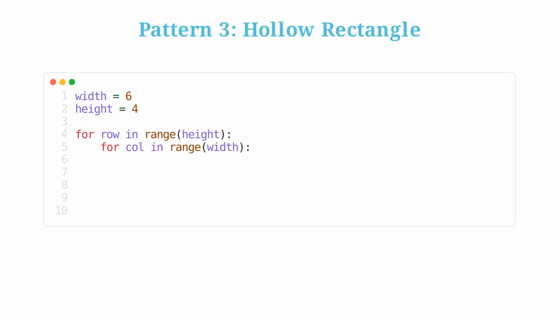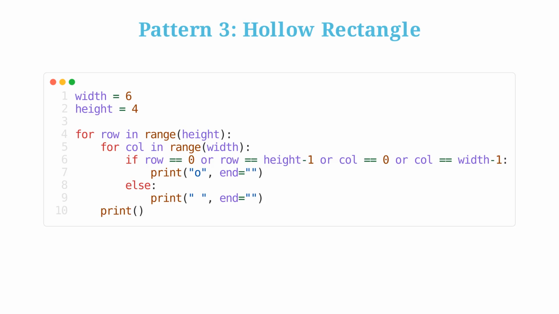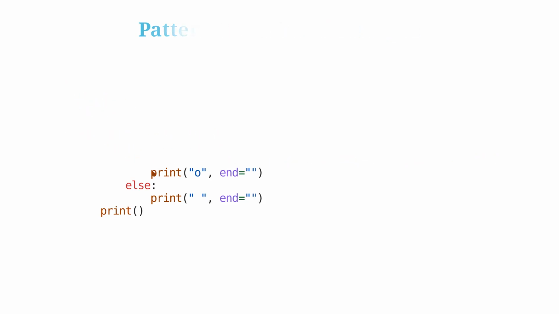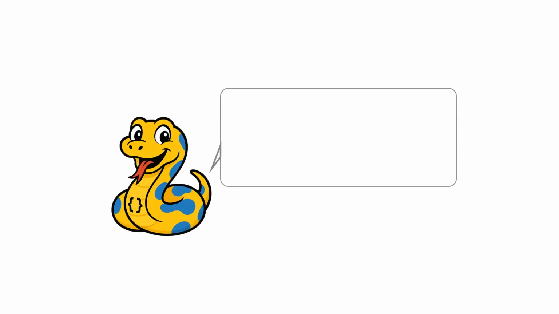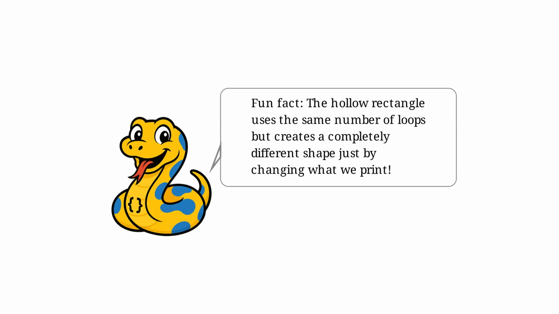Now for the ultimate challenge, a hollow rectangle. The secret is in that if condition. We only print the O symbol if we're on any edge: top, bottom, left, or right. Otherwise, we print a space. The hollow rectangle uses the exact same number of loops but creates a completely different shape just by changing what we print. It's all about the conditions.